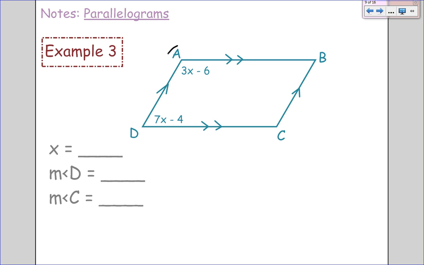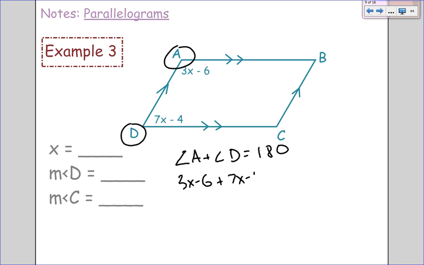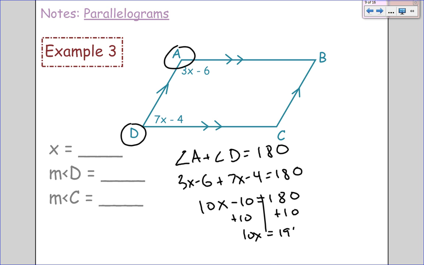So here I have two angles. They're consecutive because they share a side. So I can say angle A plus angle D equals 180. So 3x minus 6 plus 7x minus 4 equals 180. 3x plus 7x is 10x. Negative 6 minus 4 is minus 10. If you add the 10 to both sides, 10x equals 190, and now divide by 10. So x equals 19.